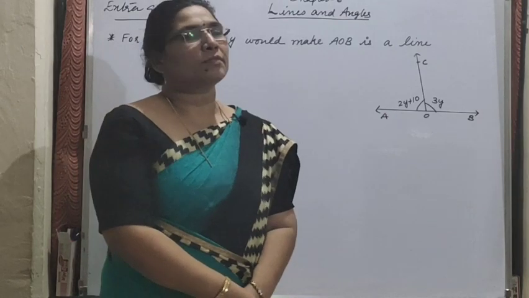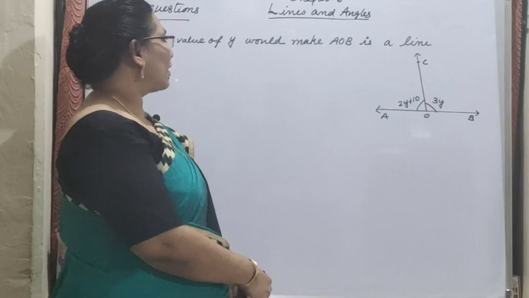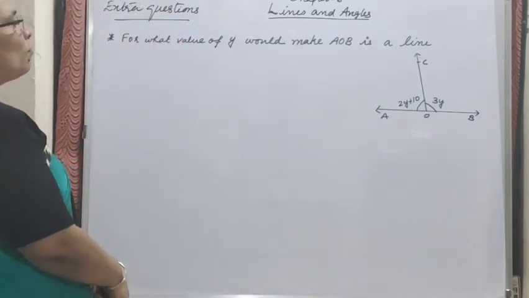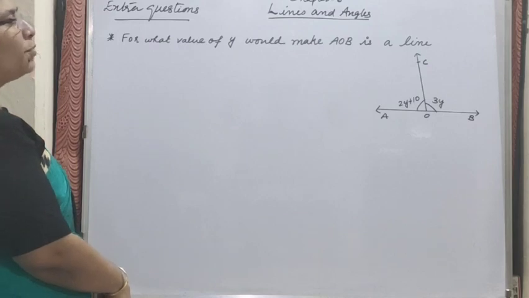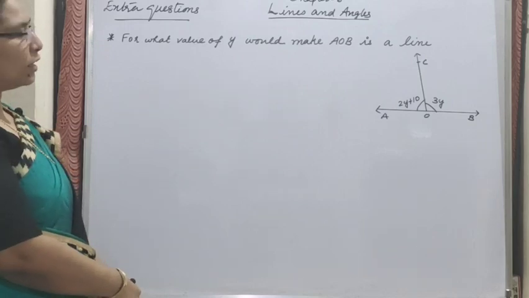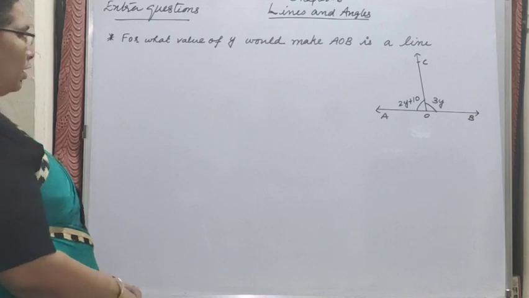Good morning children. Once again we are continuing the extra questions of the chapter lines and angles only. So the first question today is, for what value of y would make AOB a line? Very simple question. If AOB is a line, then angle AOB should be a straight angle only.